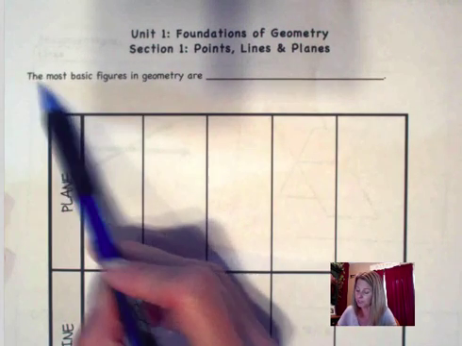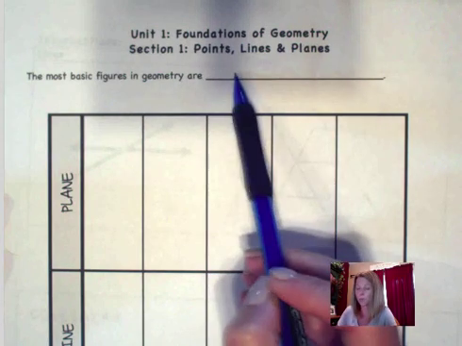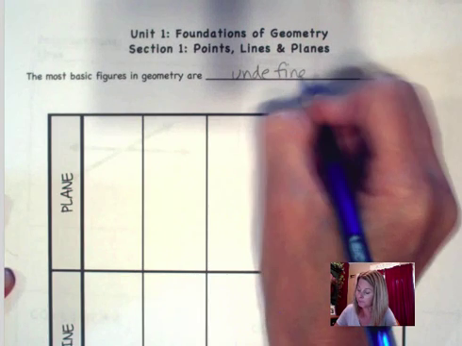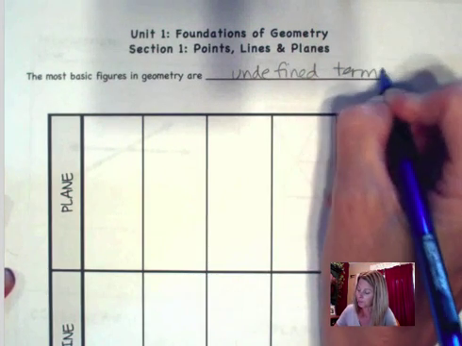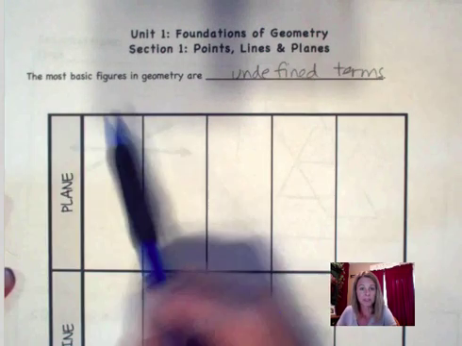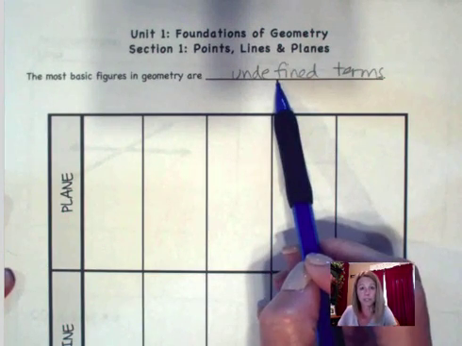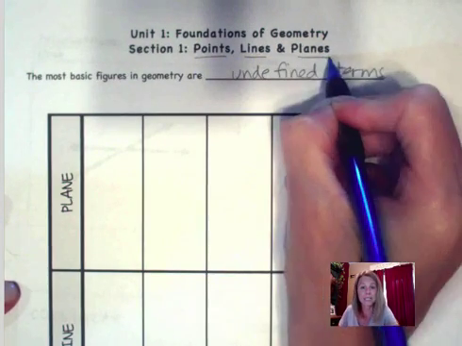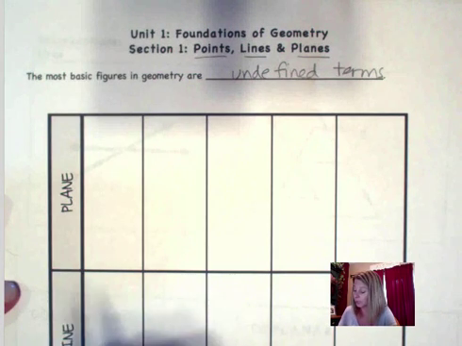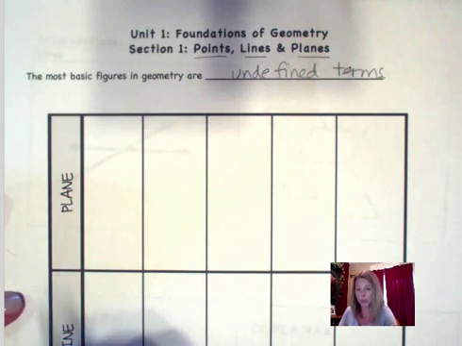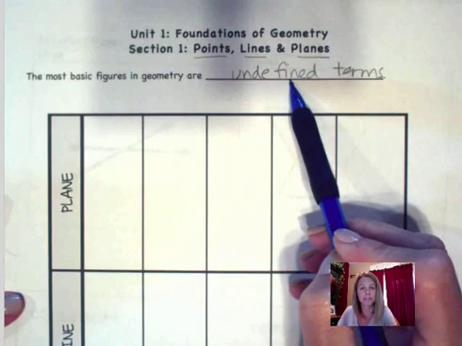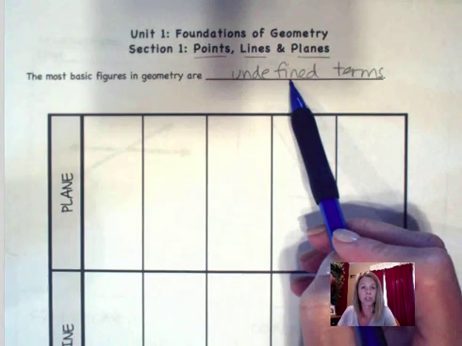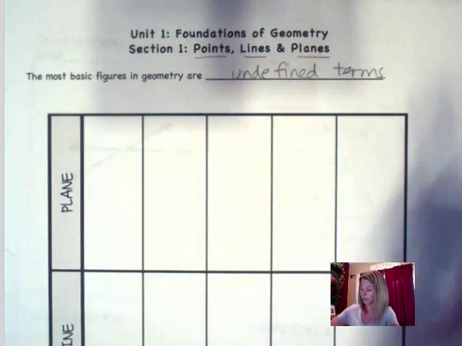And in fact, the very first sentence we have here, I'd like you to fill in the two words undefined terms. Undefined terms. So let me go back and read that. The most basic figures in geometry are considered undefined terms. The three undefined terms in geometry are points, lines, and planes. So we're going to spend quite a bit of time defining them and describing them. The reason they're considered undefined is it's very difficult to just give a one-sentence definition. They need to be described with all of their characteristics.